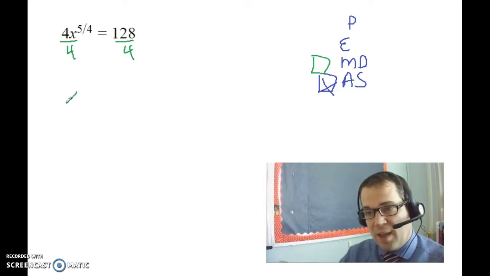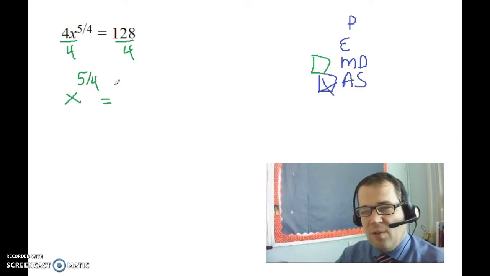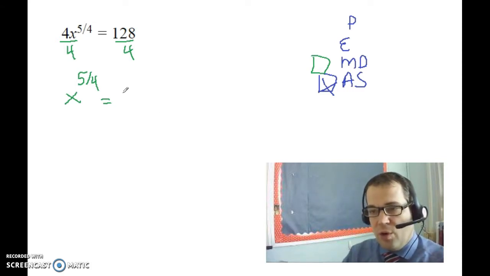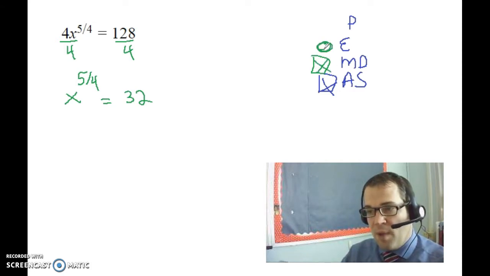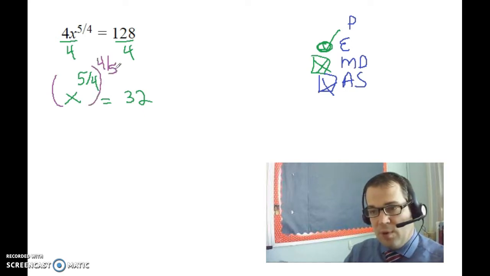The left side becomes x to the 5/4 power. And the right side, 128 divided by 4 is going to be 32. So I took care of that. I will now work my way up to exponents, and the whole lesson here is the way to get rid of an exponent is to use the reciprocal exponent on both sides.